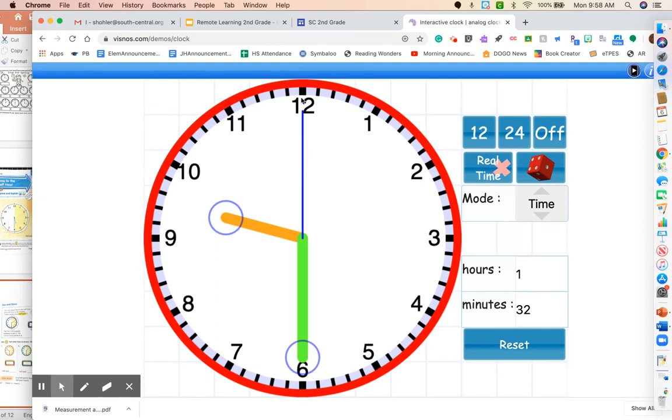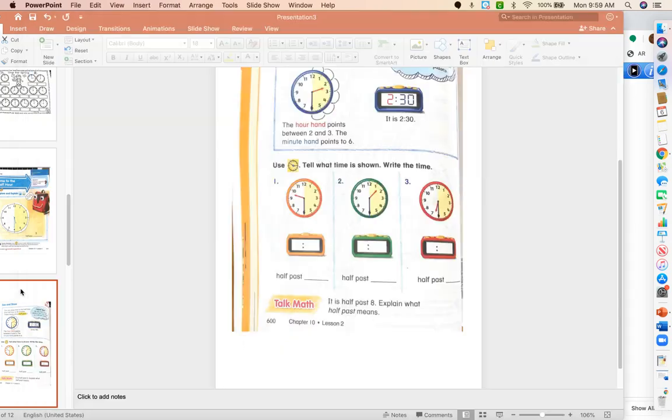But this is half of our pizza and half of our clock face, and that says 9:30. Let's see if we're right with 9:30. Yep, we're right. So write 9:30 in the digital box, and then we're going to write 9:30 in this box.